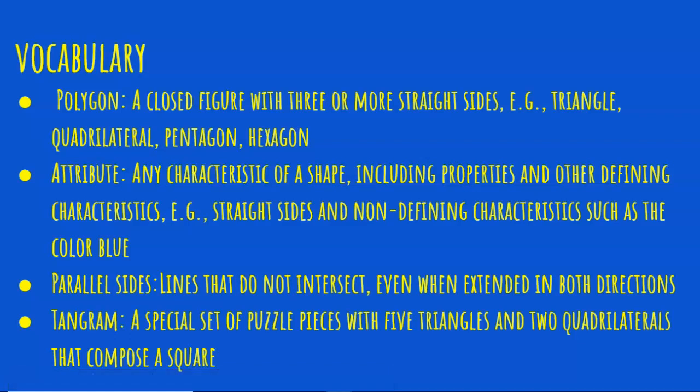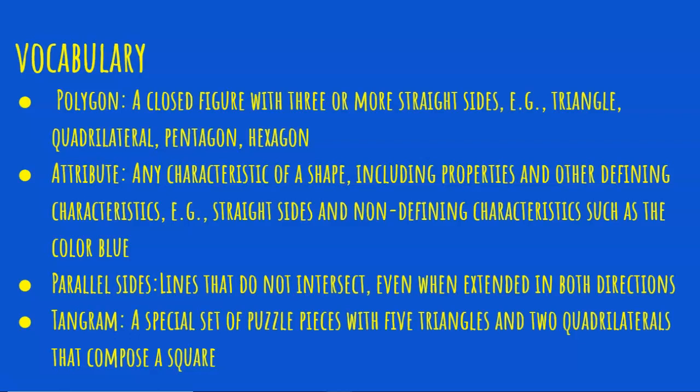Most of the vocabulary that you see here are actually review words, but we're going to go over them again. A polygon is a closed figure with three or more straight sides, like a triangle, quadrilateral, pentagon, or hexagon. An attribute is any characteristic of a shape, including properties and other defining characteristics, such as straight sides, and non-defining characteristics such as the color blue.